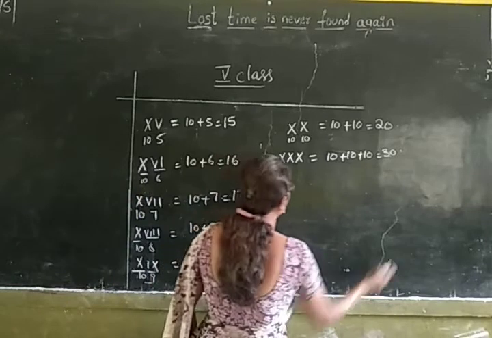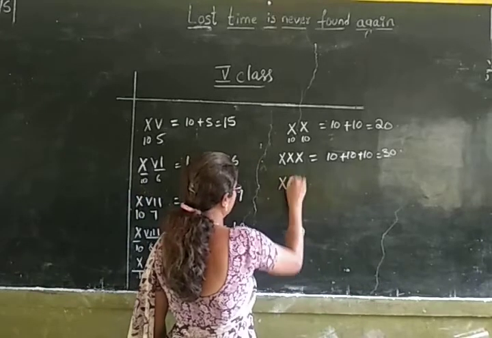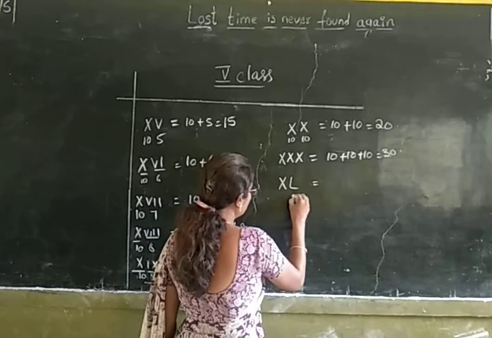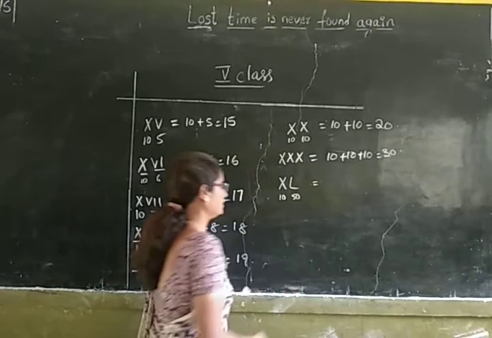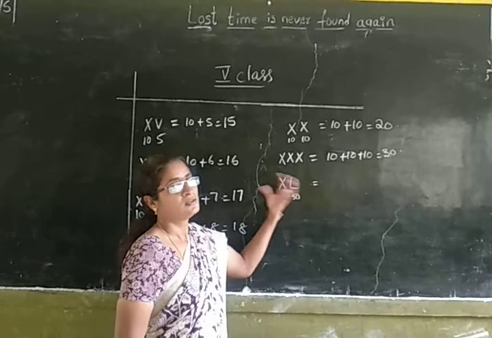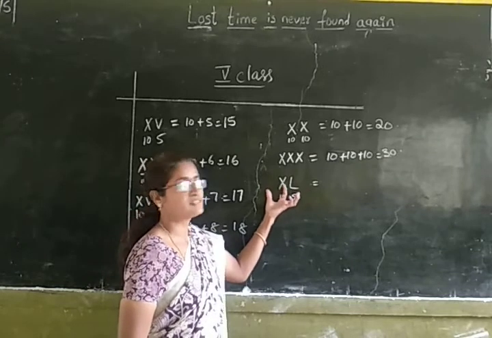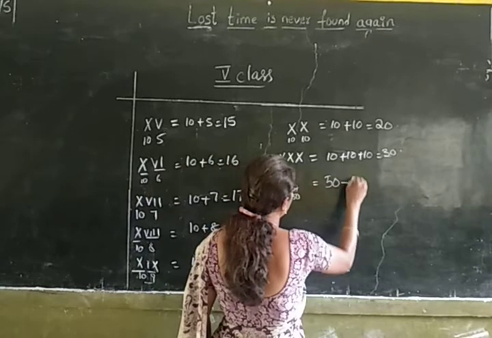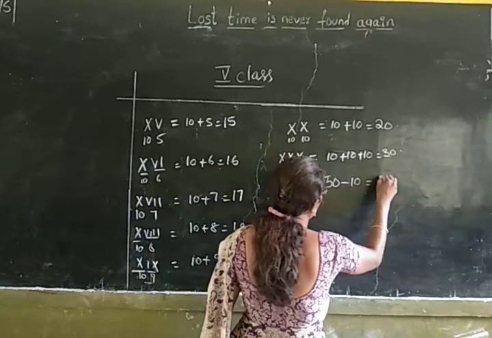How can we write 40? 40 can be written as XL. XL is equal to 40. Here L means 50, X means 10. Here there is a small Roman numeral to the left side of the big Roman numeral, which means subtraction. So 50 minus 10 is equal to 40.